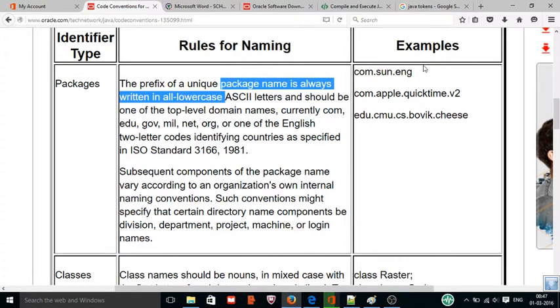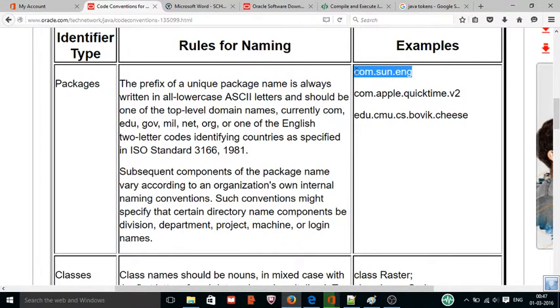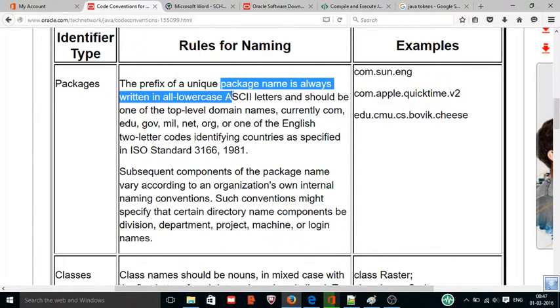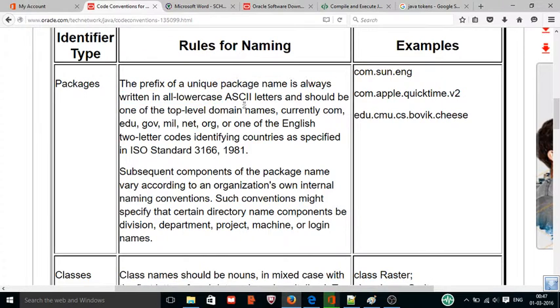See over here in this example, can you find any uppercase? No, all the alphabets are in lowercase itself. So the first rule is: package names are always written in lowercase. Just keep this in mind. I'll tell you about the other things written over here as we move to the next topic.